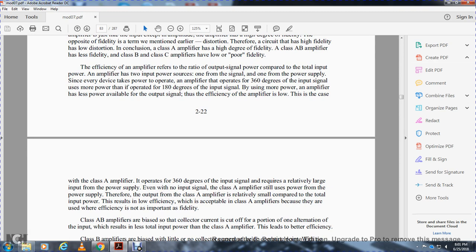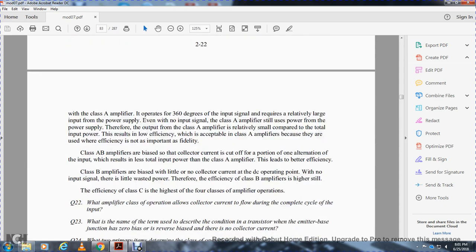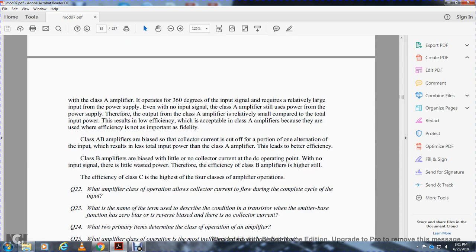The result is low efficiency, which is acceptable in Class A amplifiers where fidelity is more important than efficiency. Class AB, B, and C amplifiers have collector current cut off for a portion of the input signal, which reduces the total input power compared with the Class A amplifier and gives better efficiency.